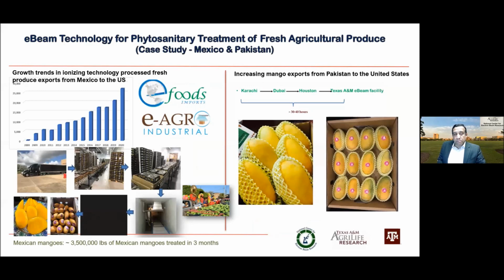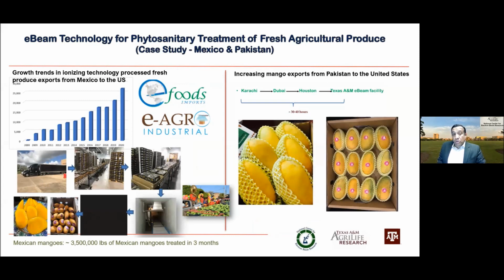In Mexico, they export a lot of mangoes to the United States. They ship the mangoes to Texas A&M University on these trucks. At Texas A&M University, they are put on these pallets, are depalletized, pushed on this conveyor belt, and then treated here with electron beam. And this is how the electron gun looks, and this is how the mangoes are treated. And these are the mangoes after 1 month of refrigerated storage.